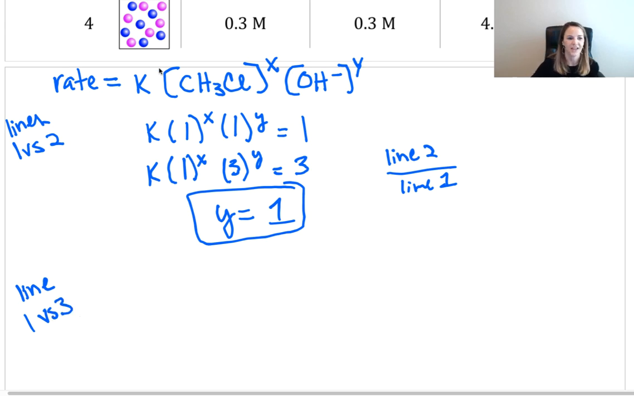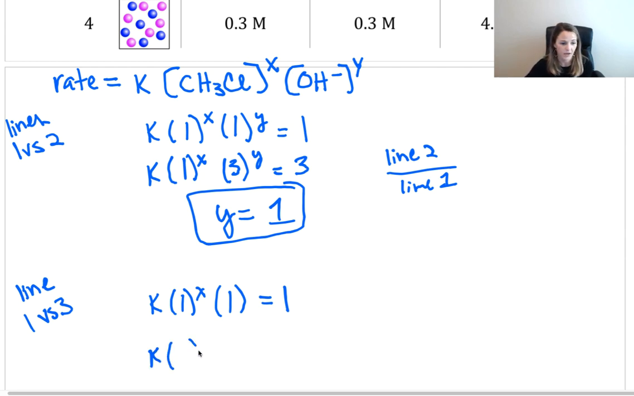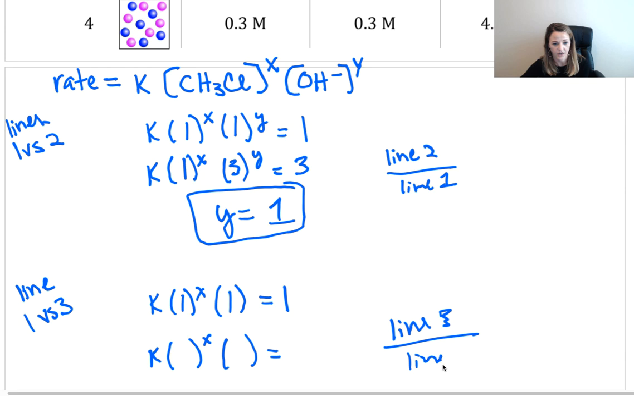We're going to use the same rate laws that we had before. So now we're going to put in our rate constant k, 1 raised to x, 1 raised to y. We know y is 1, so we don't have to put y in there. And we're going to say it's equal to 1. Perfect, easy. Second line, k is going to be equal to something times x, something raised to 1 equal to something else. And this is going to be line 3 divided by line 1.